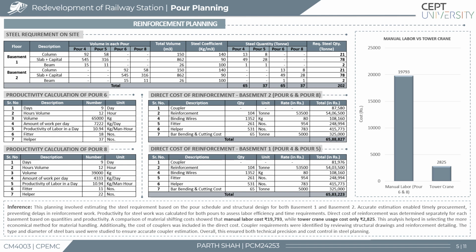The cost of manual shifting was calculated at 19,793 rupees, while shifting with tower crane amounted to be only 2,825 rupees, clearly indicating the economic and logistical advantage of mechanized lifting. Thus, proper estimation and handling methods can significantly reduce the reinforcement-related delays and costs.